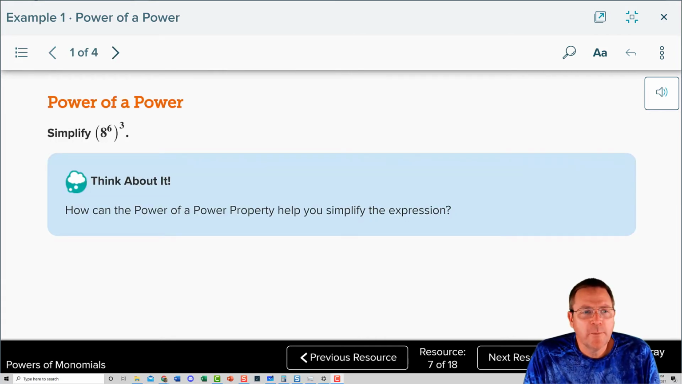So now that we have explained it, let's actually start putting it to some numbers. Here we have 8 to the 6th raised again to the 3rd. And they want to know how can the power of a power help you simplify? All you have to do is multiply the 6 times the 3.